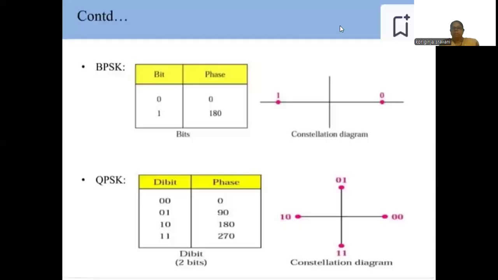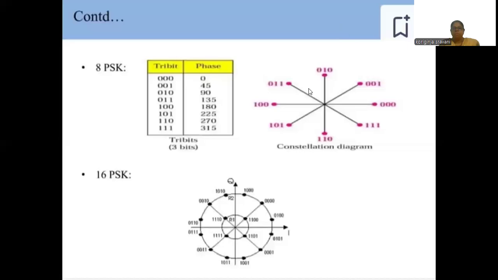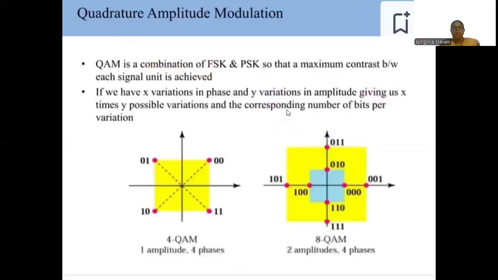Two levels of the next, 8 PSK, 16 PSK representations. QAM, quadrature amplitude modulation. To get a better output, here we are combining FSK and PSK.